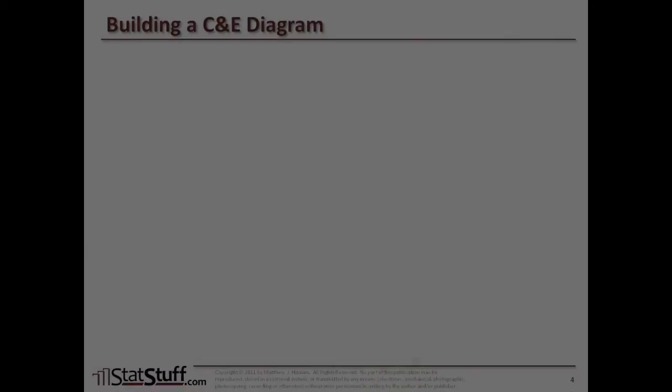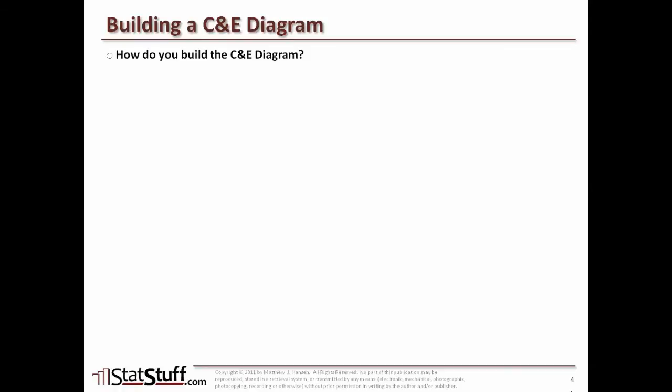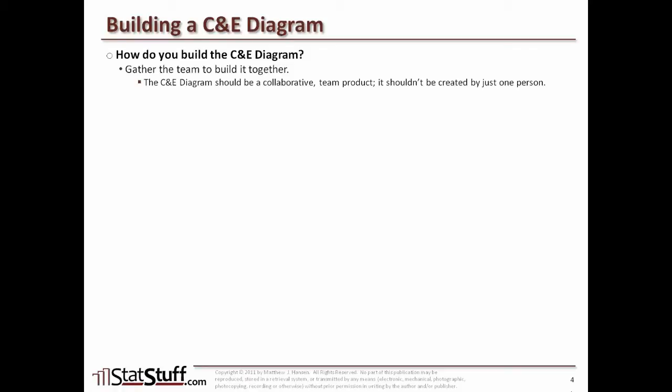Now let's talk about how you can build a C and E diagram. Building the diagram starts with gathering the team so you can build it all together. Now, this should be a collaborative tool, something that you build together as an entire team. It should not be something that just one person creates in a vacuum on their own.